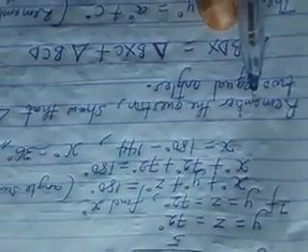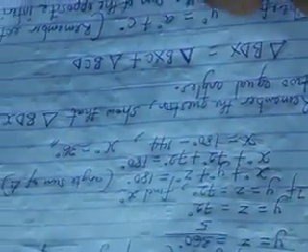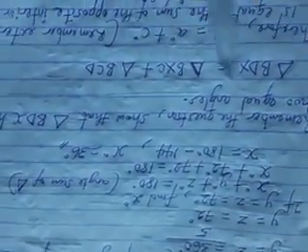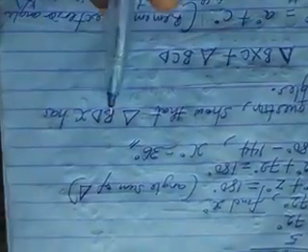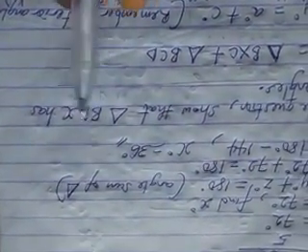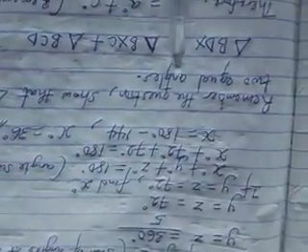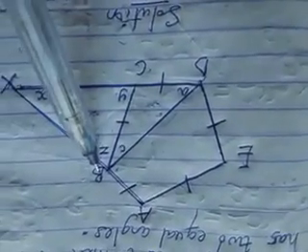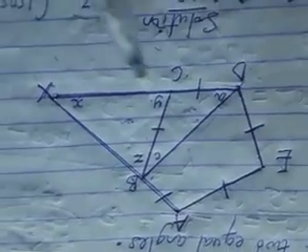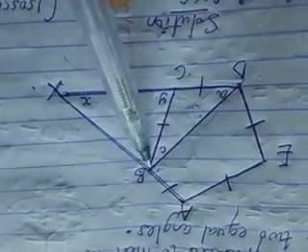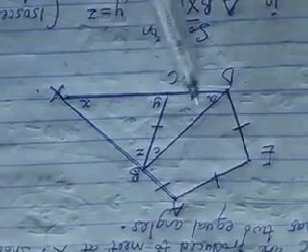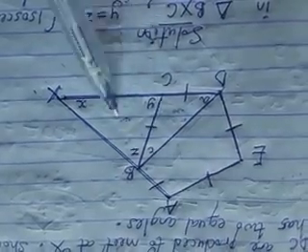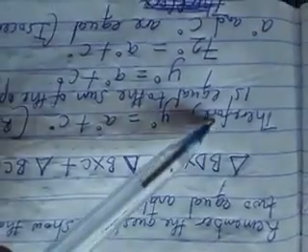Now, remember the question. The question did not ask us to find x. The question says show that triangle BDX has what? Two equal angles. That's the real question. Show that triangle BDX has two equal angles. Now, let's go back to what we have.